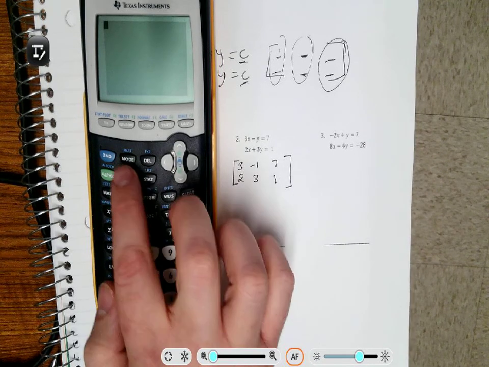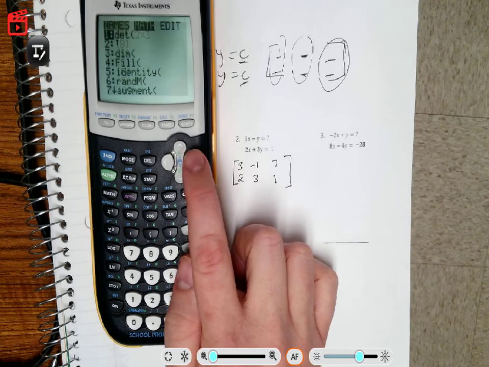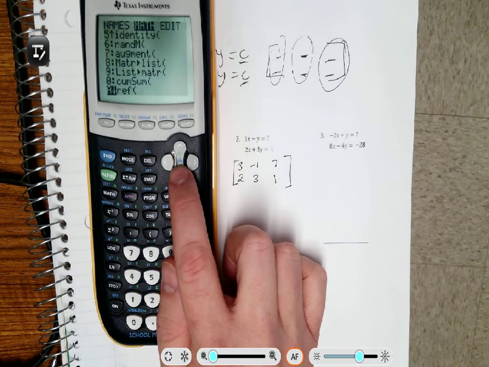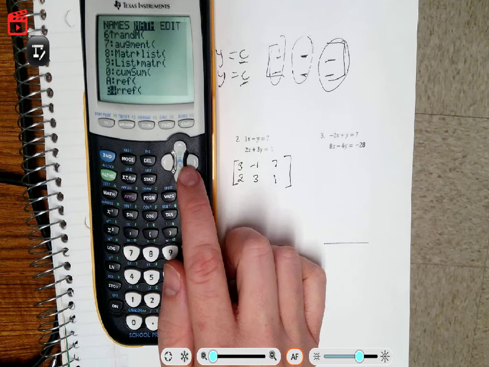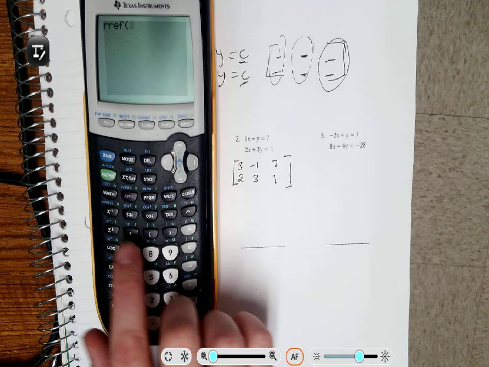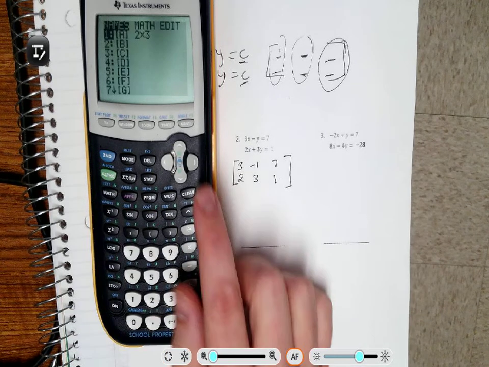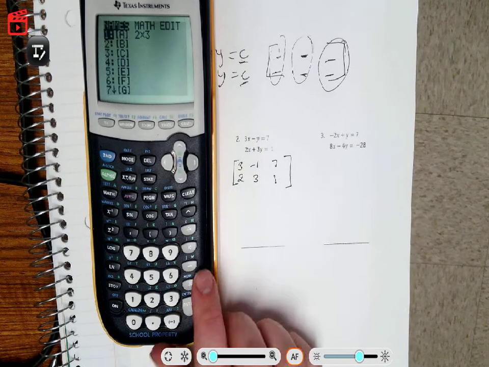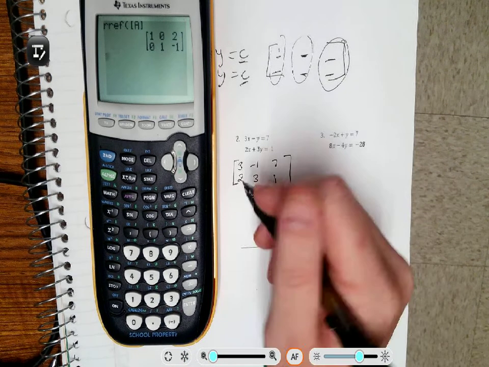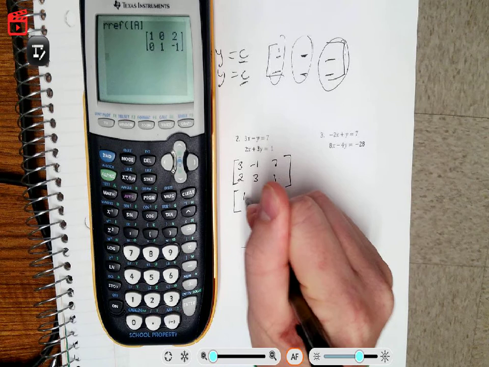Then we'll choose matrix again, arrow over to math, and we're going to go down to RREF, which is B, and if you want the shortcut for that, it's alpha apps. Now we have to choose what matrix we're going to run, and it's under names, and we're going to choose matrix A.